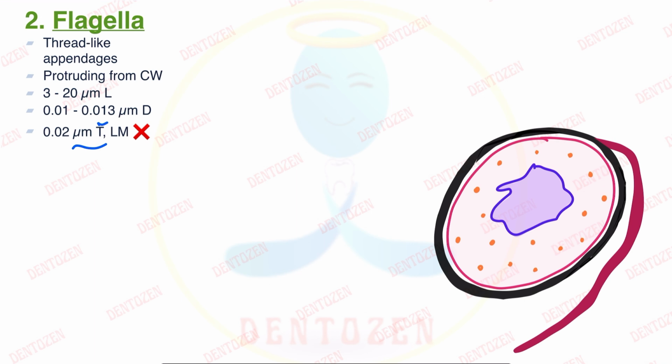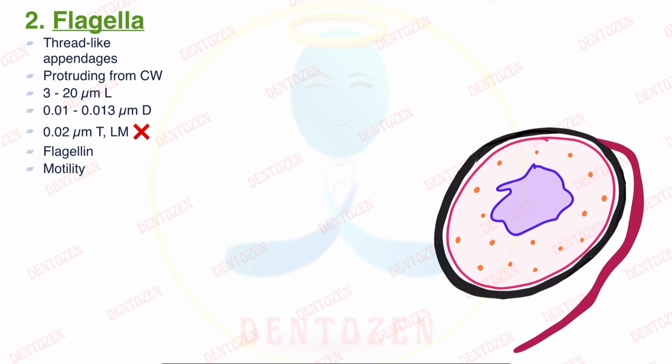Then what is it made up of? It is made up of a protein which is called flagellin protein. That can be asked in viva. What are flagella made up of? They are made up of protein, flagellin. What is their role? What is their function? They are the organs of locomotion. That means they help in the movement of bacteria. So they are responsible for the motility of bacteria. Very, very important viva question.